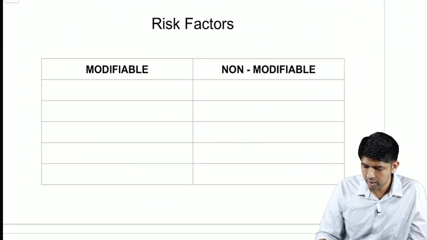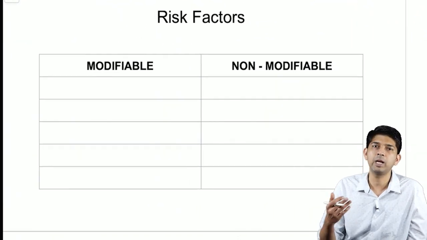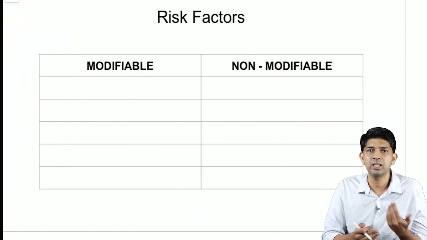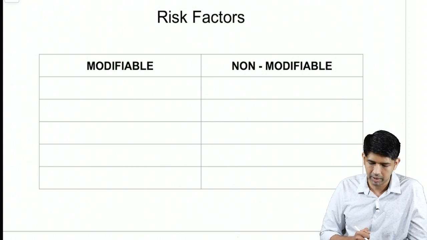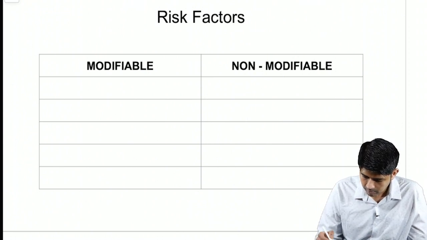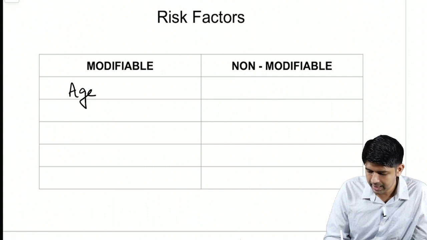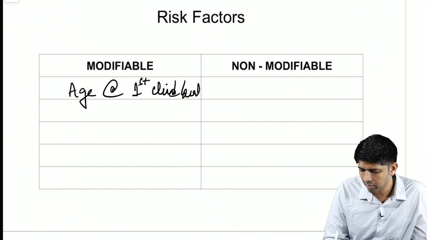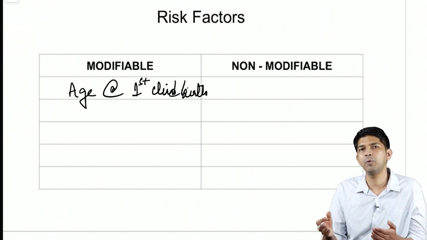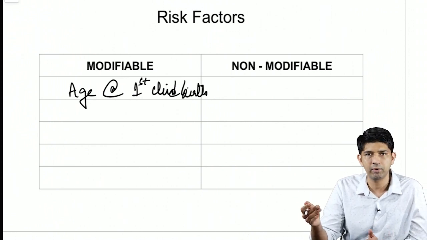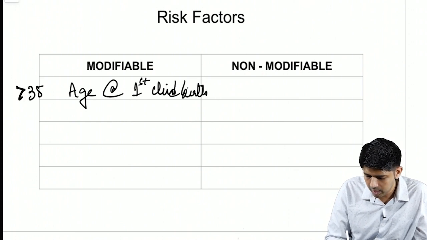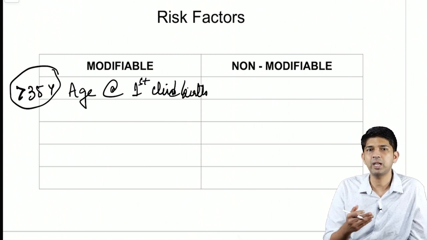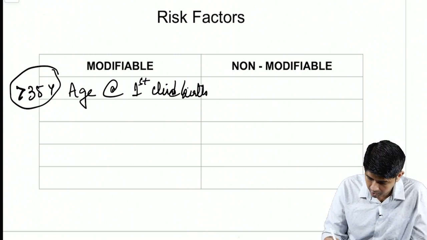Now the risk factors can also be classified as modifiable and non-modifiable. Modifiable basically means that you have control over it. Okay, there are certain changes in life that you can make in order to decrease the risk factors. First among them is age at first childbirth. So you have control as to when you want to have your first child. Few of them might want to have it early, few of them might want to have it late. So if this age is more than 35 years, the risk is high. Okay, so age at first childbirth is a modifiable risk factor, something that you have control with.